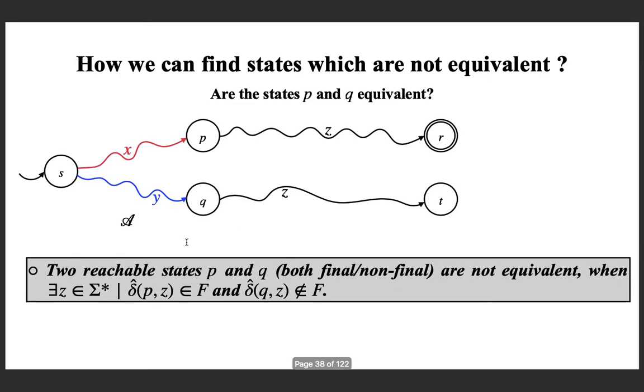So, what we are learning is that two reachable states P and Q both can be non-final or final. For the final case as well, the situation is very similar. So, we are here looking at two reachable states, both are non-final or both are final. They are not equivalent if there exists a string Z for which the path from one of them is going to a non-final state and the path for the same string from the other is going to a final state.